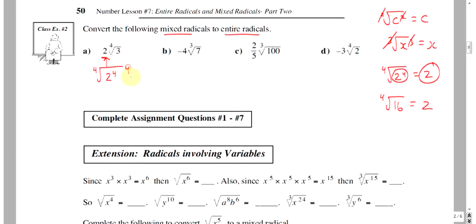Times, I still have the 4th root of 3. Now I can join them. That's the 4th root of 16 times 3, which is 48.